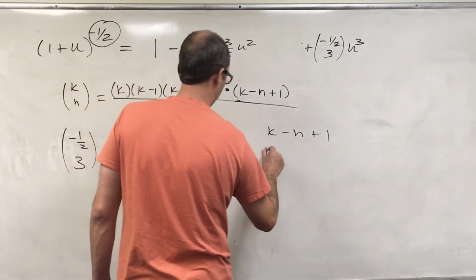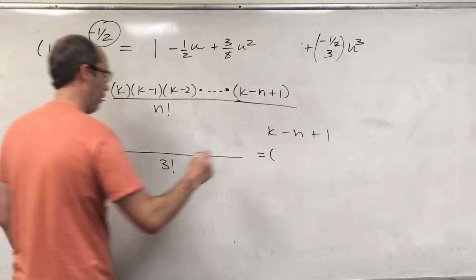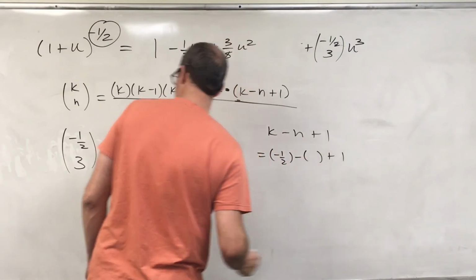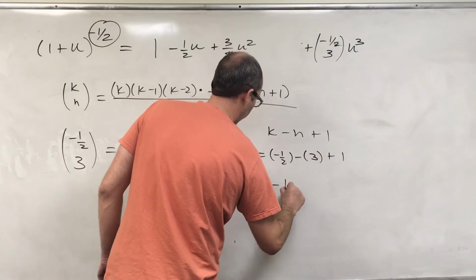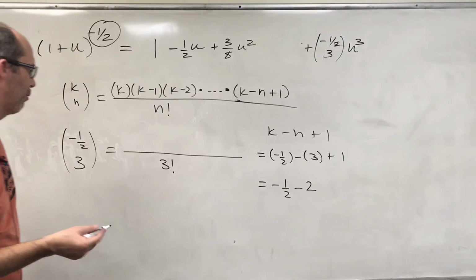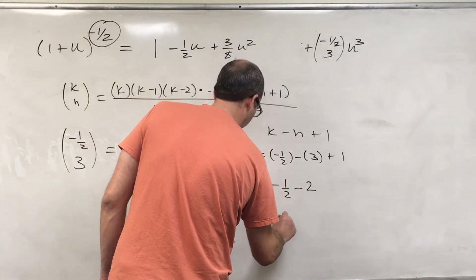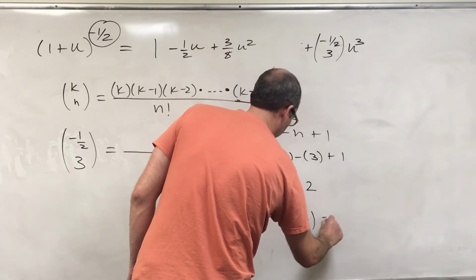Factorial. Let's see, k is negative a half, down to 3. Negative 1/2 minus 2. Negative a half minus 2. Let's see, what is that? Let's see, negative 1/2 plus 2 over 1.